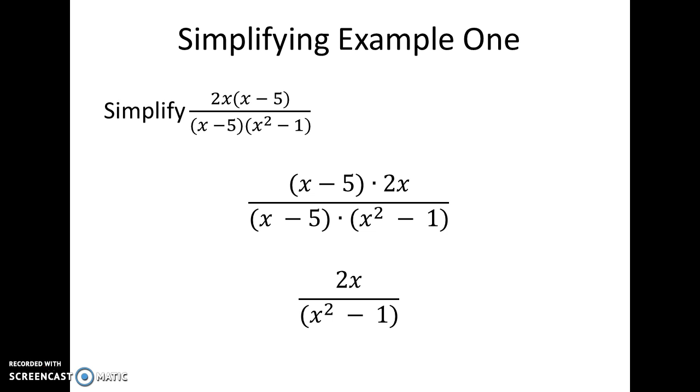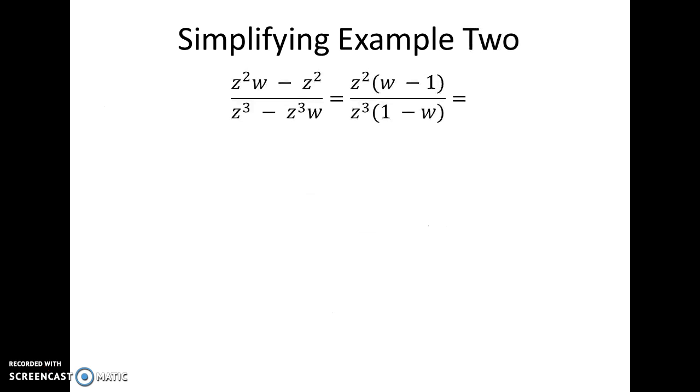Let's do another similar example of this, but it doesn't factor and cancel out as quickly and easily as this one. So here's another sort of canceling out example. So notice the numerator. We've got z squared w minus z squared. That has a common term of z squared, so I'm going to factor that out. Denominator is something similar. It has a common factor of z cubed, so I'll factor that out.